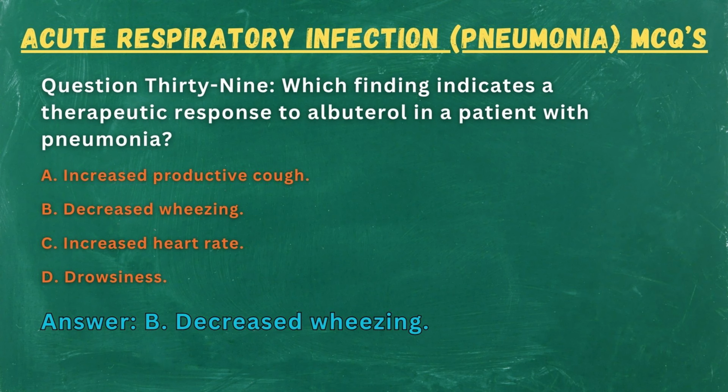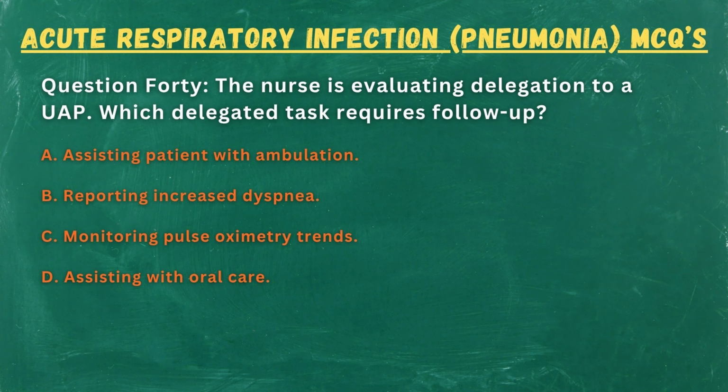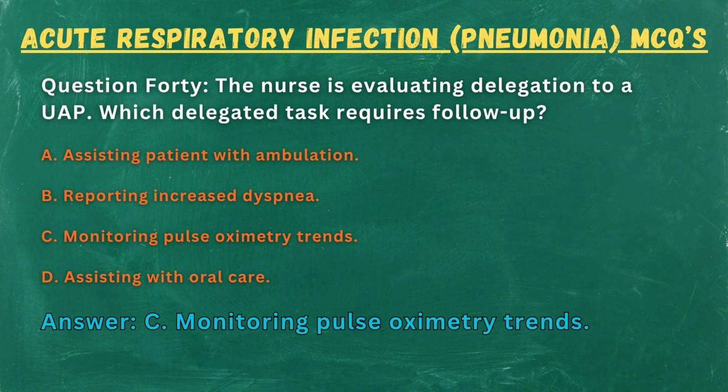Answer. B. Decreased wheezing. Question 40. The nurse is evaluating delegation to a UAP. Which delegated task requires follow-up? A. Assisting patient with ambulation. B. Reporting increased dyspnea. C. Monitoring pulse oximetry trends. D. Assisting with oral care. Answer. C. Monitoring pulse oximetry trends.